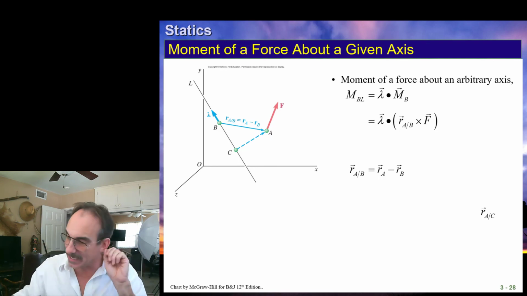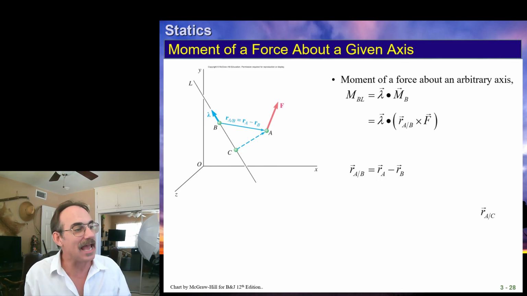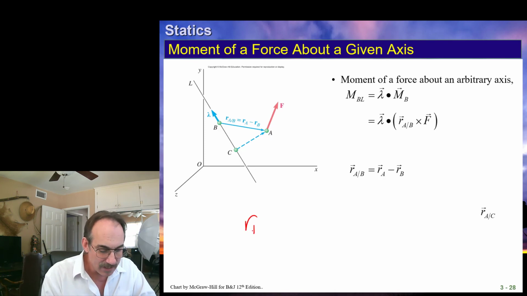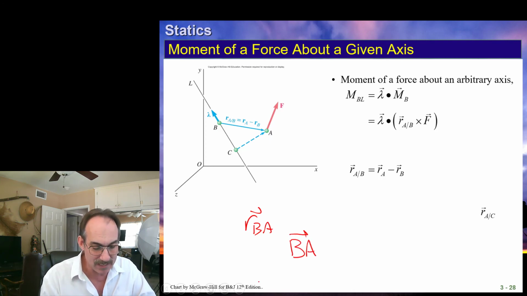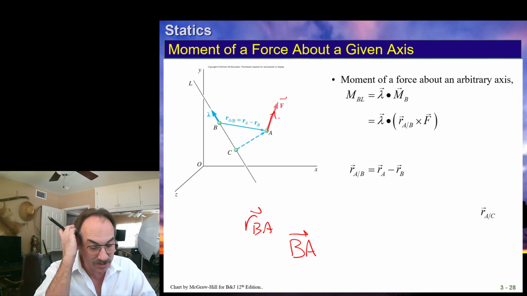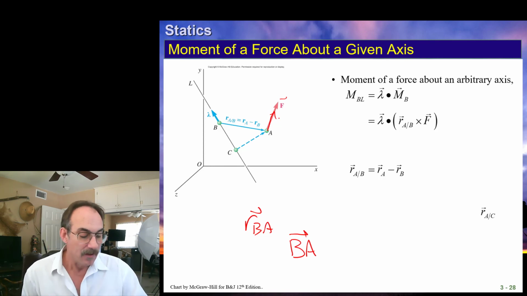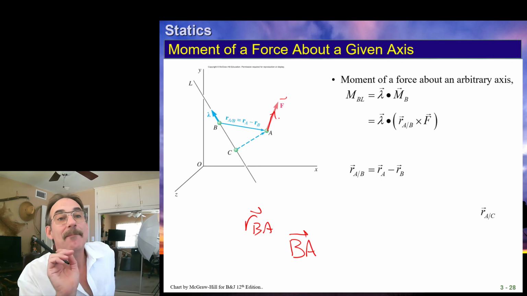I'd call that BA. I'm not giving you a BA, I'm talking about a BA. Our position vector is BA. A lot of times instead of that, we'll just say BA with an arrow, showing it's a vector, a position vector from B to A. We then need to know the force vector, the i, j, k components, and then we take the cross product of that position vector BA crossed with F. That is going to give us the moment of that force about point B.